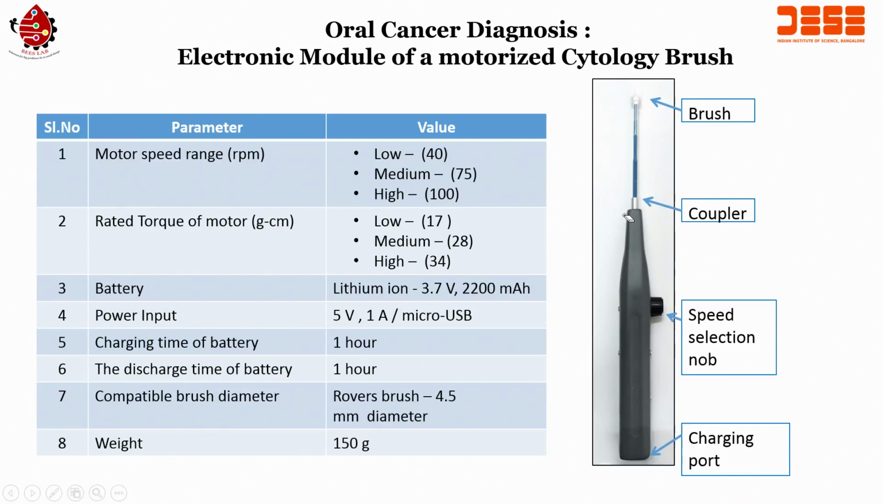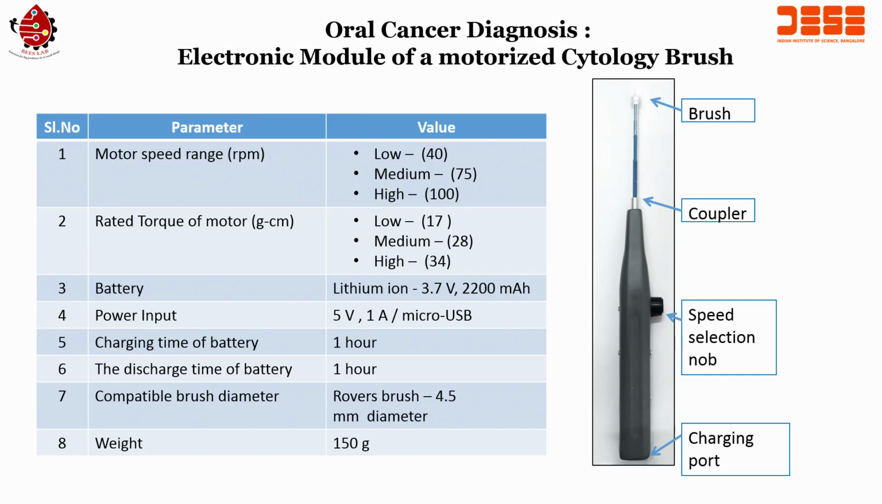Okay. So, what are the values? Let me give you the specifications as well. The first is motor speed range: low, medium, high. At various RPM we have 40 to 100 RPM. The rated torque of the motor is 17 to 34 g-cm. Battery is 3.7 volts, 2200 mAh.